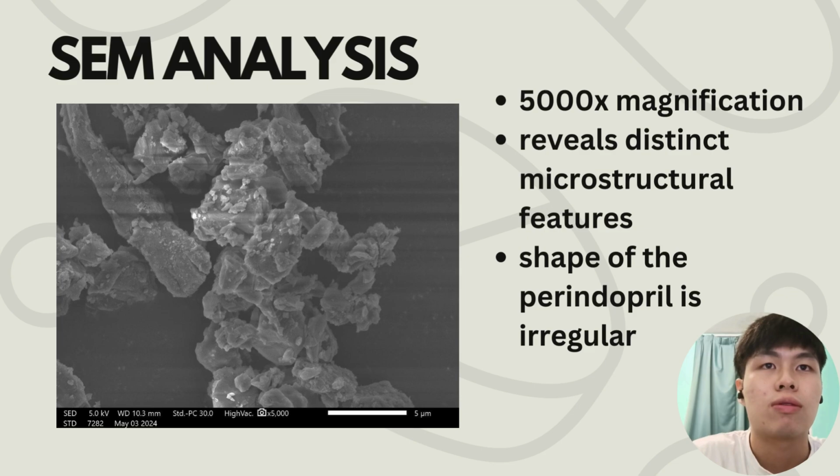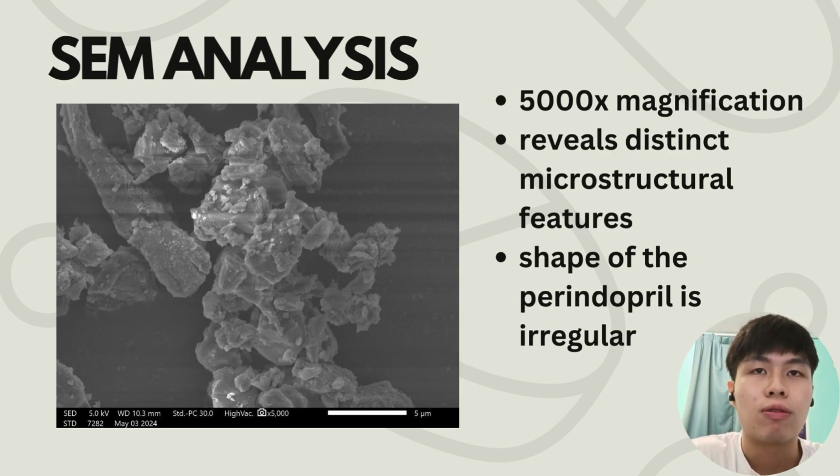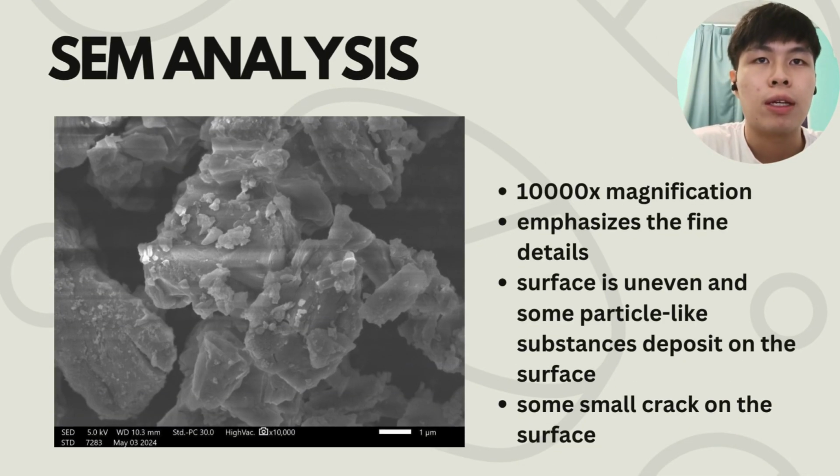Image 1 shows the surface morphology of the material at 5000 times magnification. The scale bar represents 5 micrometers. The image reveals distinct microstructure features that are indicative of the material's composition and texture. Under 5000 times magnification, the shape of perindopril is irregular. The SEM image provides a closer look at the same material at 10,000 times magnification as shown in image 2. The scale bar represents 1 micrometer.